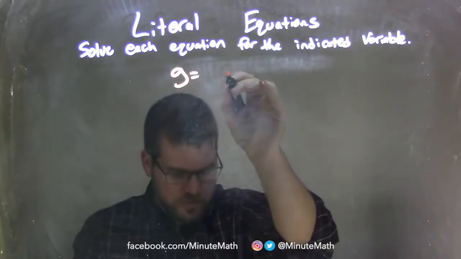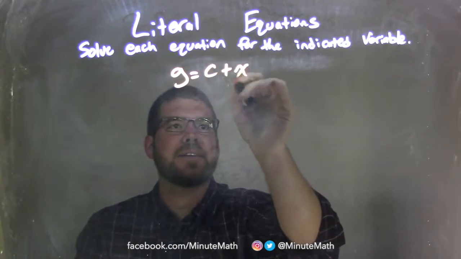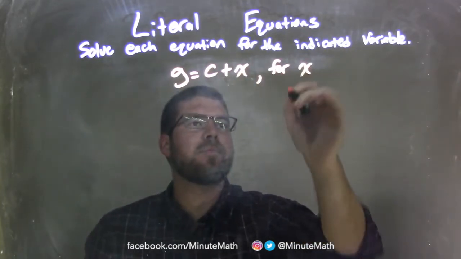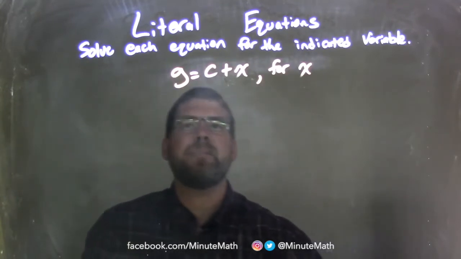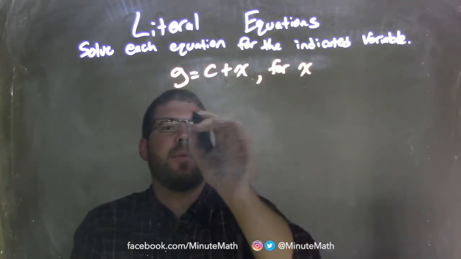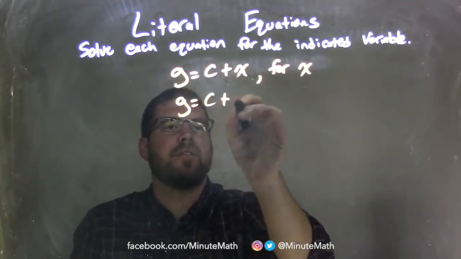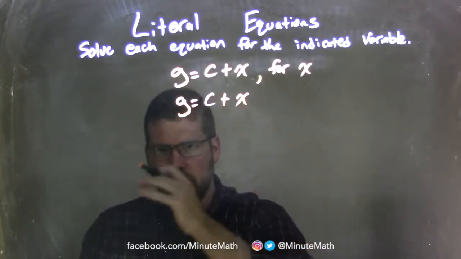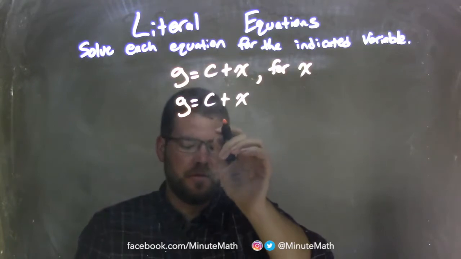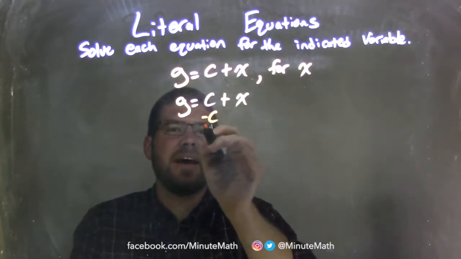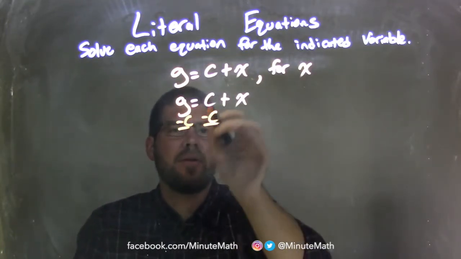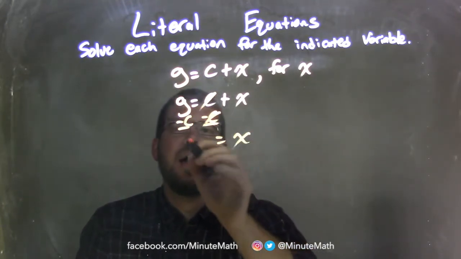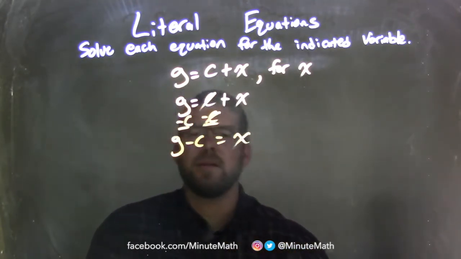g equals c plus x, and we needed to solve that for x. Okay? So to do that, I need to get x by itself. So I'm going to rewrite my equation, so that it's nice and separated here from the problem. Now I have a positive c there. I need to bring that over to the left. And to do that, I'm going to subtract a c from both sides. That will eliminate the c here on the right, leave me with an x by itself on the right. And then I have a g minus c on the left.